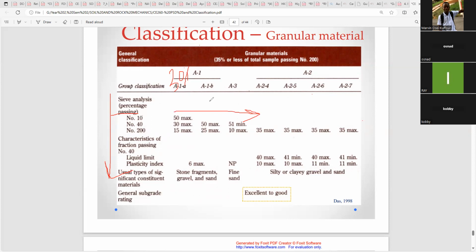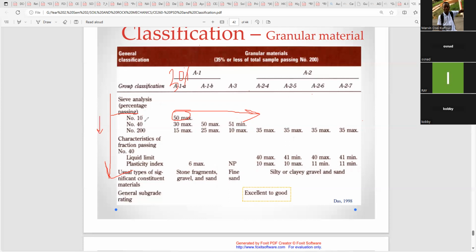Then we come horizontally. And here under this A1A, capital A1 small a, we have the maximum to be 50%. It means that it has qualified for A1A. Do you get it? Yes. Okay. So after qualifying for this, then we come down where this arrow is coming.